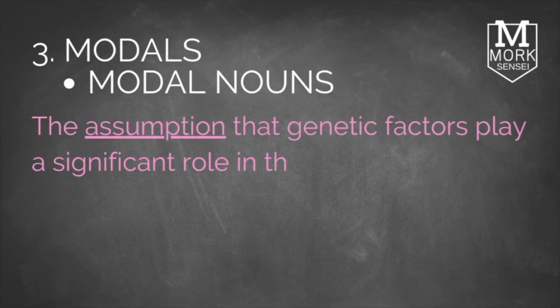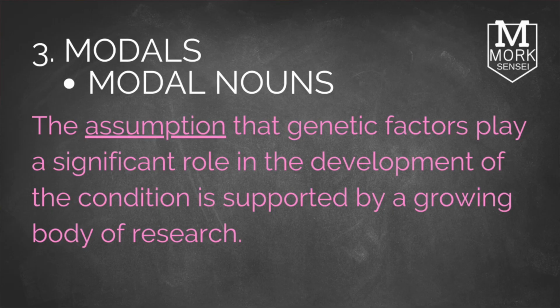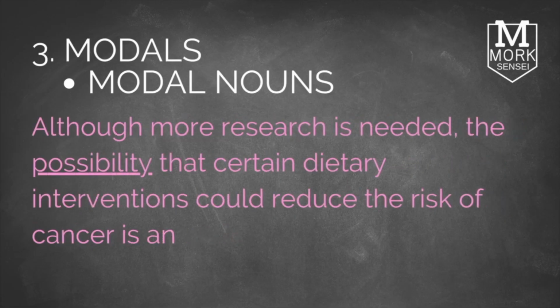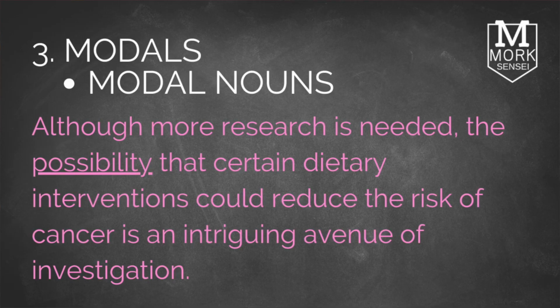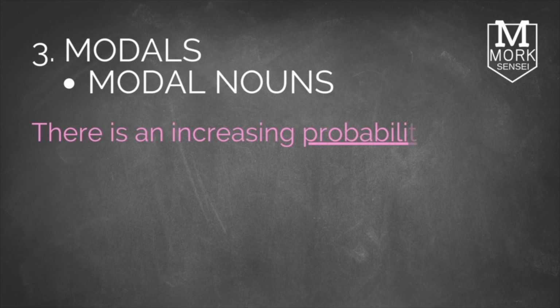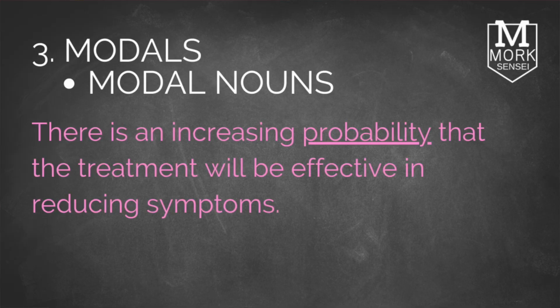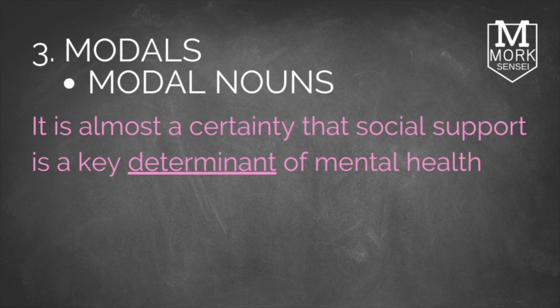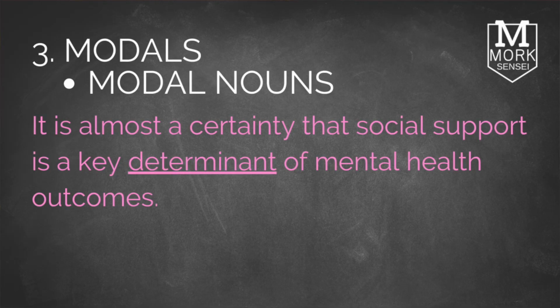The assumption that genetic factors play a significant role in the development of the condition is supported by a growing body of research. Although more research is needed, the possibility that certain dietary interventions could reduce the risk of cancer is an intriguing avenue of investigation. There is an increasing probability that the treatment will be effective in reducing symptoms. It is almost a certainty that social support is a key determinant of mental health outcomes.